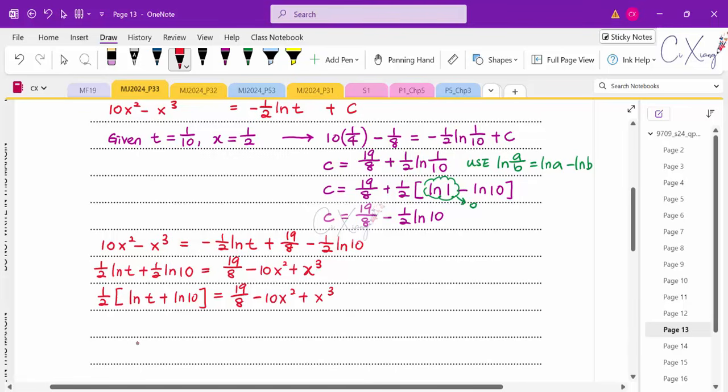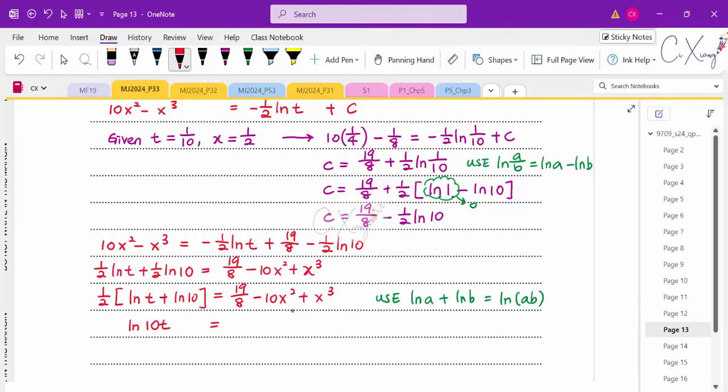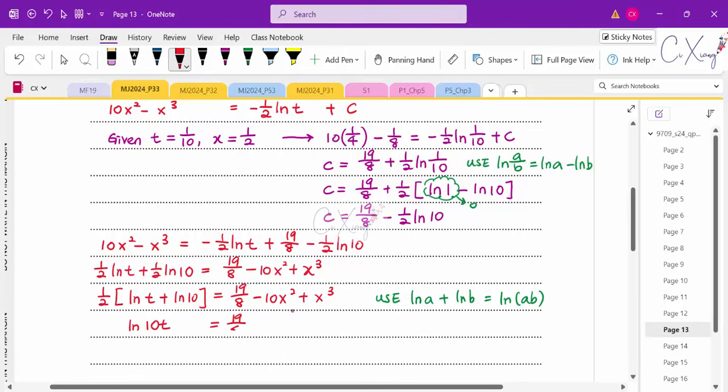Okay, then next step, I want to use the concept of ln A plus ln B equals ln AB that we learned earlier. Okay, I'm having ln 10t. Then I want to get rid of the 2 here. The 2 at the denominator, I want to bring it over. So when I bring over the whole equation here, I multiply the whole expression on the right hand side with 2. So it becomes 19 over 4 minus 20x squared, then plus 2x power 3.